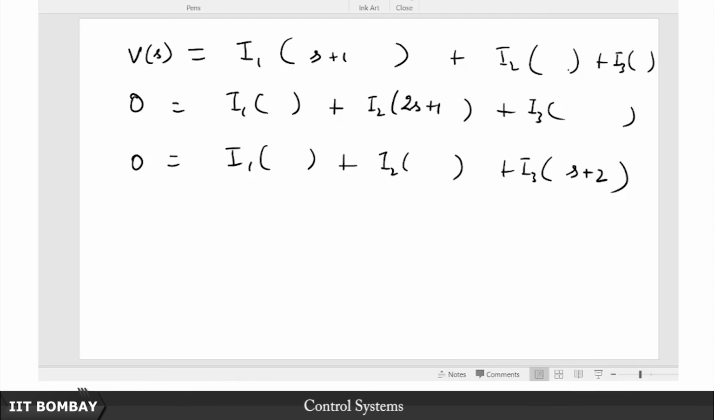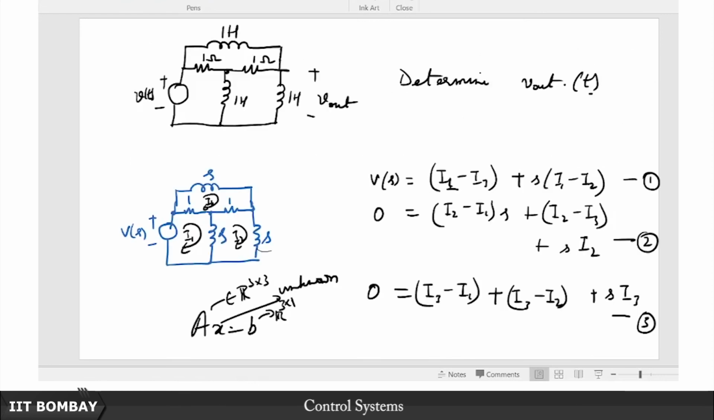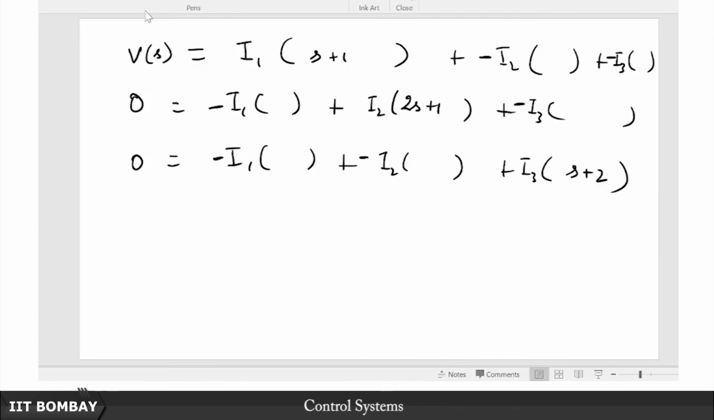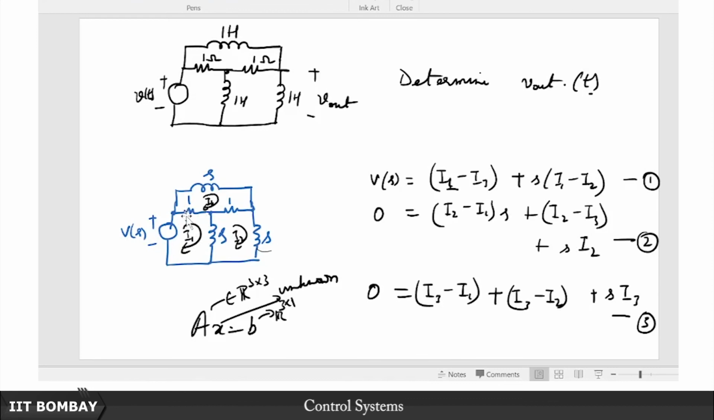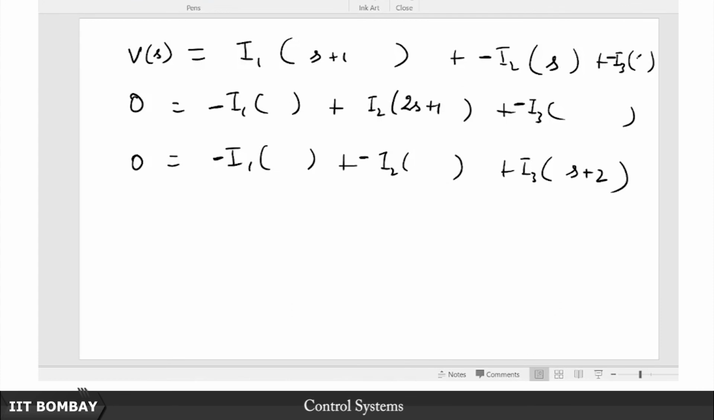What about these other terms? Of course, they will appear with a minus sign. So let me put a minus sign next to each of them, and what is going to come inside? You see, in the equation for loop 1, the coefficient of I2 will be nothing but whatever element is being shared between loop 1 and loop 2. What is being shared by loop 1 and loop 2 is this S, so I am going to just write this S here. Similarly with I3, what is common to loop 1 and loop 3? Just this resistor 1, so it is going to be just 1. So I am going to just write 1 here.